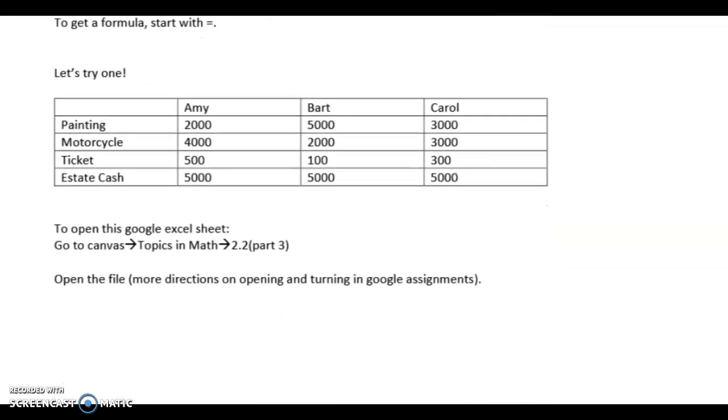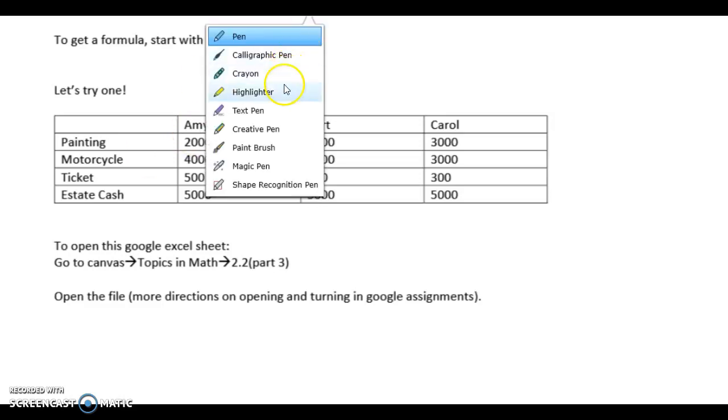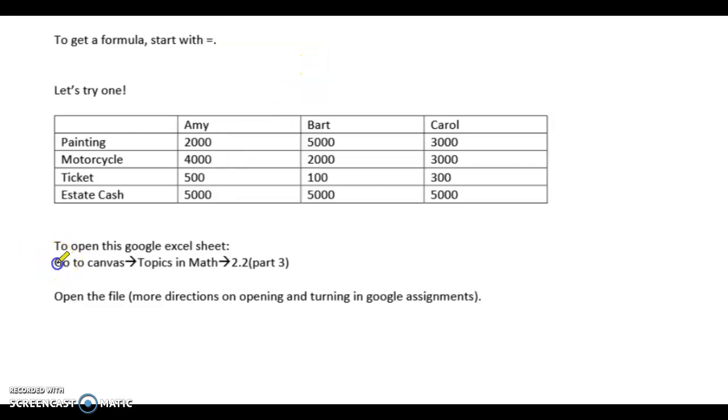All right, we're going to try this example together here, so feel free to pause the video if you need to as we go. So to find this spreadsheet here, go to Canvas, Topics in Math, and then 2.2 Part 3. That's where you can find these numbers. So go ahead and open the file. I did put directions on how to open it in Canvas, and it'll be easy to open, but it's more like how to turn it in. So feel free when you're turning it in to look on Canvas. Now we're going to work on this today and tomorrow. So let's go ahead and go to the spreadsheet here.